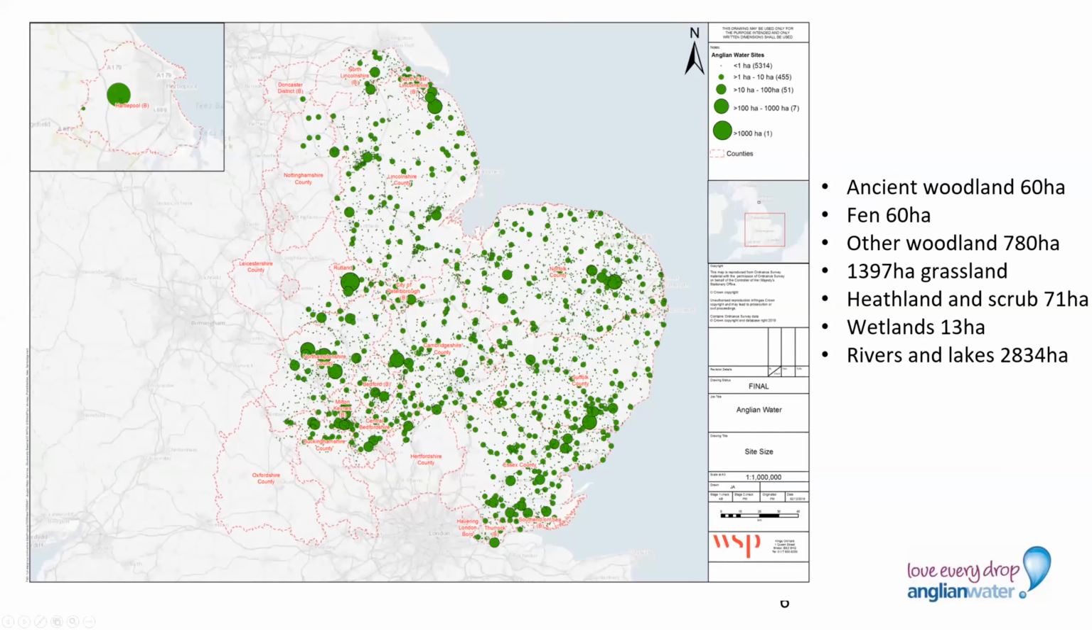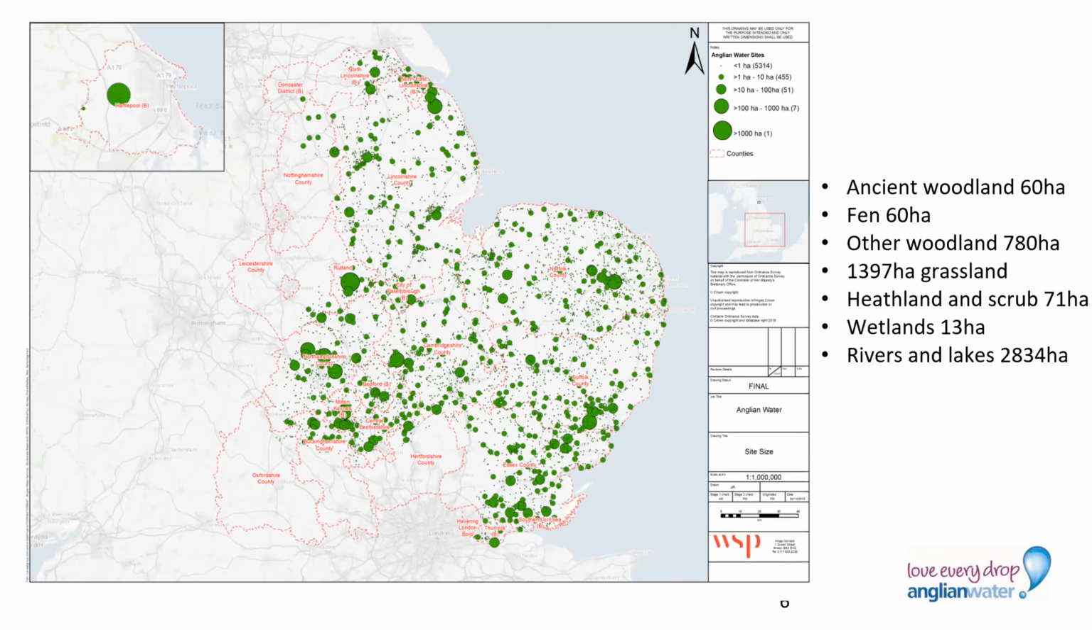So here's a map of sites across our region, and what you can see is that the vast majority of sites are tiny. Over 5,000 of those 7,000 are less than a hectare. Then we have a few larger sites around the region, the biggest being Rutland Water in the west. And we have a lot of different types of habitats. So we have ancient woodlands, fens, grasslands, heathlands and scrub. And as you'd expect, large areas of rivers and lakes, principally lakes, so Grafham Water, Rutland Water and Pitsford Water, 3 big SSSIs that we manage, for example, dominating that habitat.